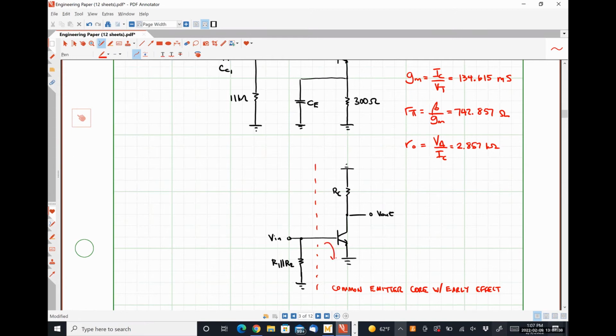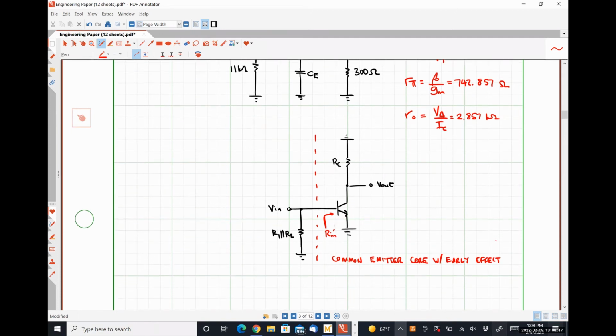So for our general common emitter amplifier, actually I drew that poorly. To determine the input resistance, we would just look into the base terminal, right? What would we see? r pi. With the early effect included or not? Does the early effect change the input resistance? All right, there's just r pi.